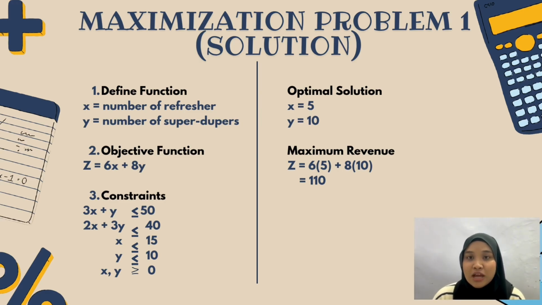For watermelon, only the super duper uses watermelon and there are 10 slices available. So, the number of super duper produced cannot exceed 10. For ginger, only the refresher uses ginger and there are 15 slices available. So, the number of refresher produced cannot exceed 15. Finally, both x1 and x2 must be 0 or positive since we cannot produce a negative number of drinks.